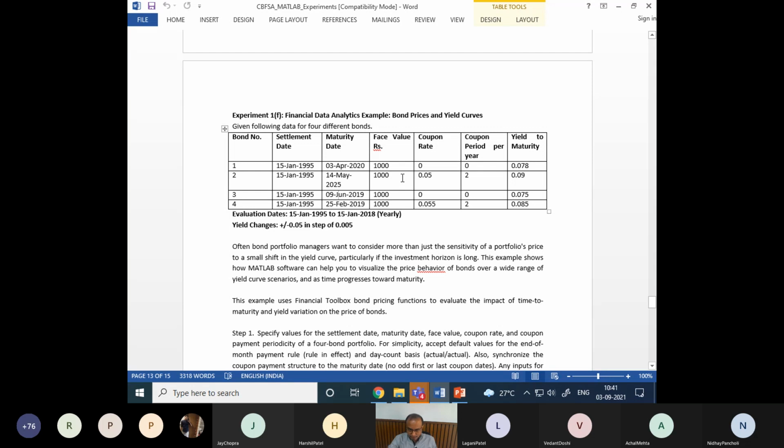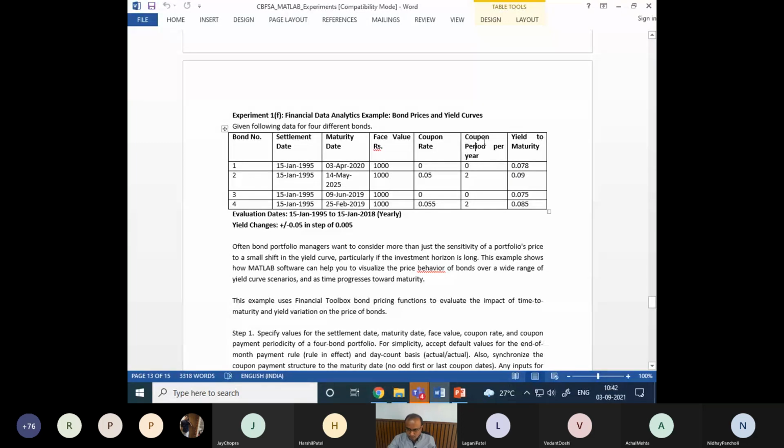Let me assume the face values of all bonds are the same, so at maturity their values are all 1000 rupees. Let me take some as coupon bonds and some as zero coupon bonds. Say bond 1 and bond 3 are zero coupon bonds, meaning they are not paying any coupon. The coupon rates for bond 2 and bond 4 are slightly different, say 0.05 and 0.055. You can convert to percentage by multiplying by 100; I have written the absolute value.